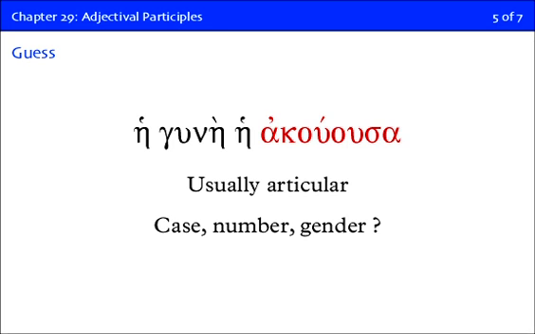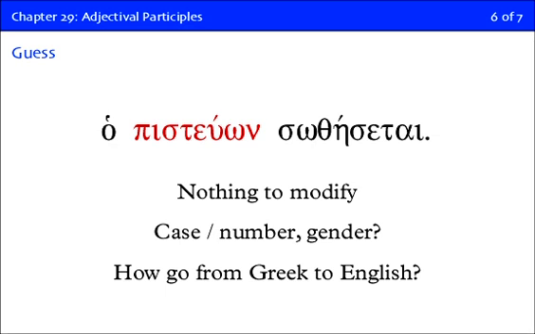This is one reason why I taught adjectives the way I did, because I wanted you to move smoothly into participles. So here you have an attributive participle functioning as a normal adjective, case, number and gender determined by the word it modifies. Ho pisteuon sōthēsetai. Okay, there's your participle, right? Pisteuon, present active participle, nominative masculine singular. Why is it nominative? Well, it could be the subject, right? Now, if that were an adjective, how would you translate it?